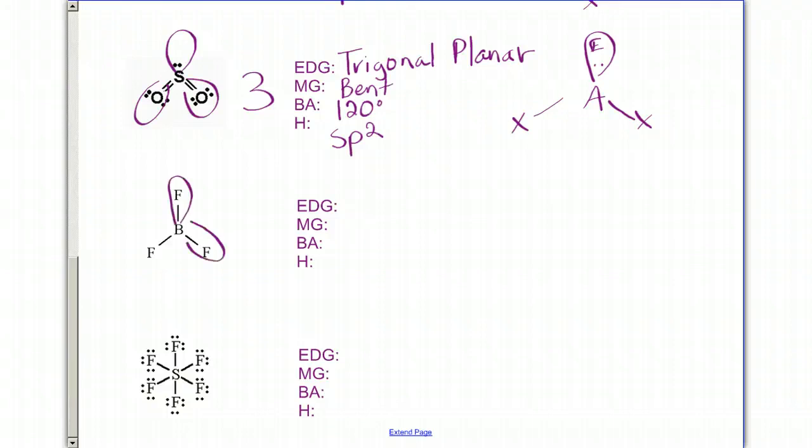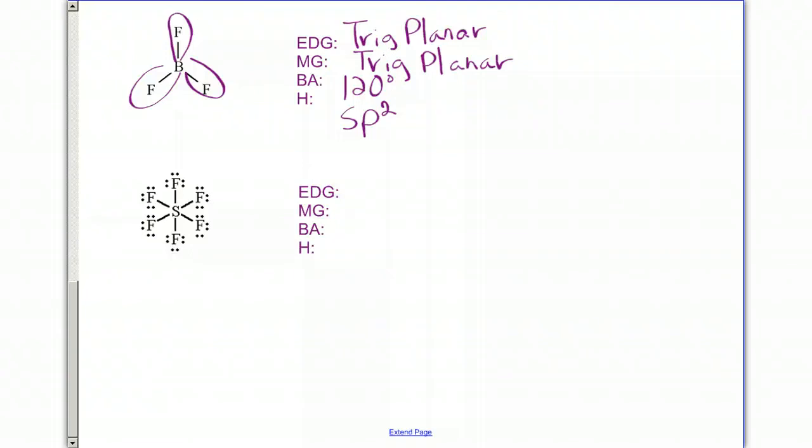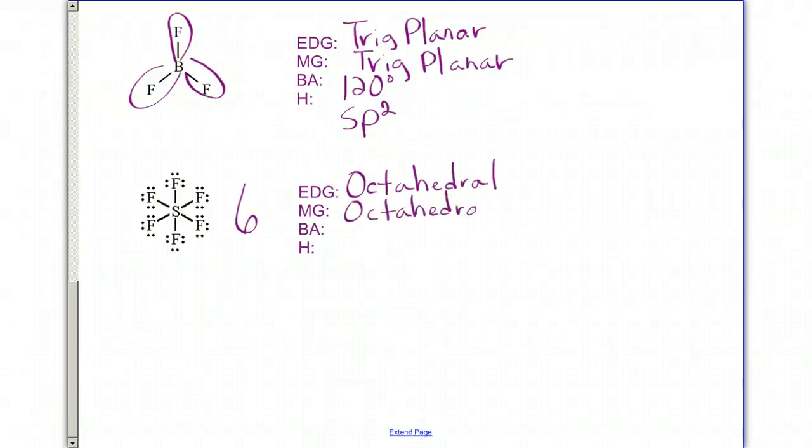BF3 has 3 domains, which makes both the electron domain geometry and the molecular geometry trigonal planar. We have a bond angle of 120 degrees and a hybridization of sp2. Last one is going to be SF6. We have 6 domains. Because there are no lone pairs, both of these are going to be considered octahedral. There is no bond angle that we need to list, and the hybridization is going to be sp3d2.